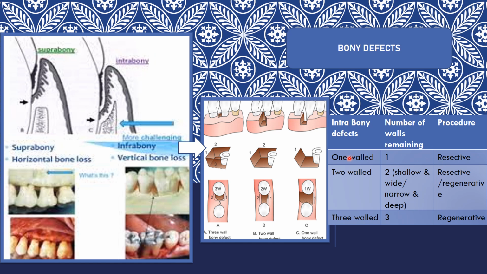Okay, and in case of a 2-wall defect, it can be shallow and wide or narrow and deep. It can be either resective or regenerative depending upon the width and the depth of the bony defect. Okay, a 3-wall defect, definitely we will go for regenerative procedures, since 3 walls are present.